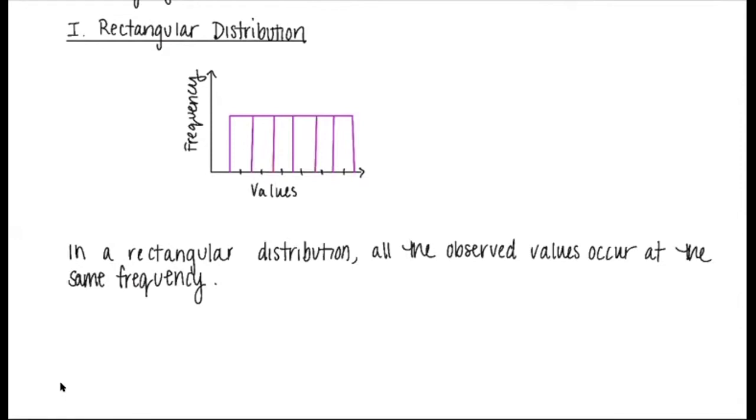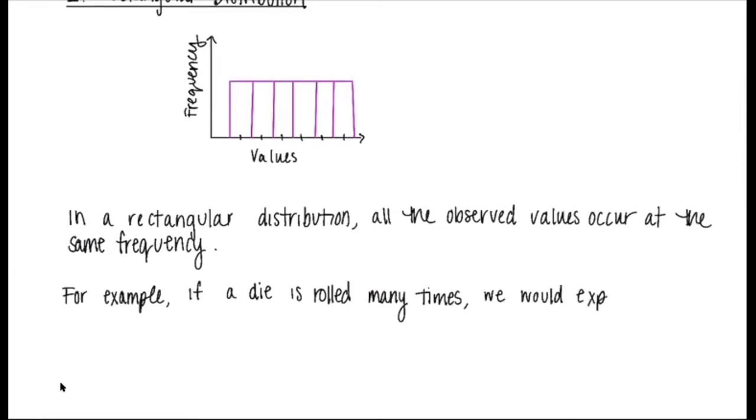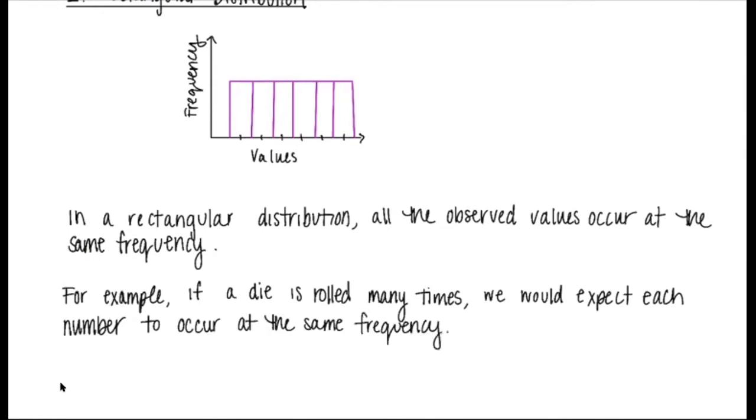You might have 10 heads in a row, but then you're going to counterbalance it where you might have a lot of tails in a row. So for example, if a die is rolled many times, we would expect each number to occur at the same frequency. So that histogram would probably be rectangular.